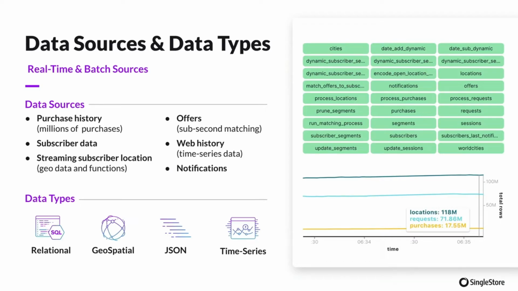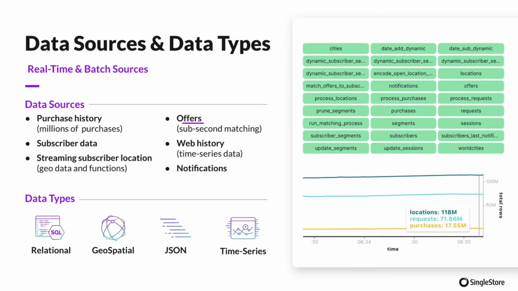You're going to see several different data types today, both real-time as well as batch. You'll see purchase history of customers: what did they purchase in the past that we can base our decisions on today? You'll see subscriber data, which is going to come in more as batch. You'll also see real-time streaming subscriber location, which will be geospatial data, with geospatial functions on top of that data.